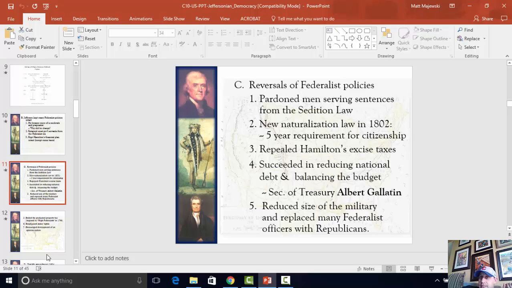Again, he does repeal the excise tax on whiskey. That was a campaign promise he had made. Remember, he had thought the government was a little too harsh, a little too abusive against those whiskey rebels who felt that they were being unfairly taxed.